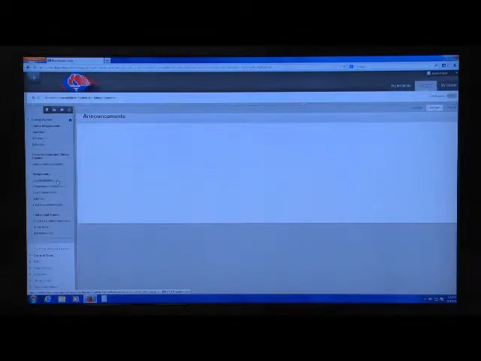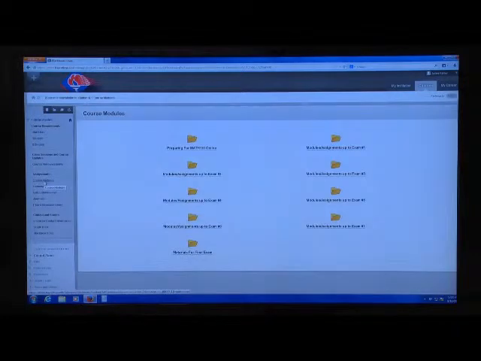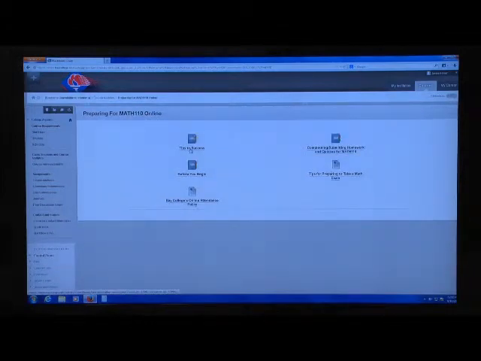The next thing we're going to look at is the course modules. This is where you actually find the content of college algebra. Before you get started in the course, I'd like you to take a look at Preparing for Math 110 Online. And if you just click on any one of these folders, it brings you into the folder to show you what modules are available. One example is Tips to Success. Take the time to take a look at this. Some of it could be very informative and very empowering.